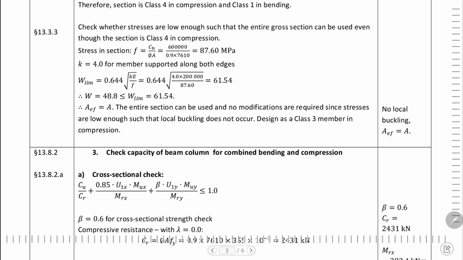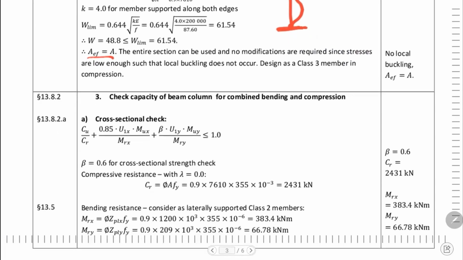It's the web that failed, so it is supported along both edges. Remember, section classification, it is the web buckling, so it is supported along both sides, top and bottom. So K is 4, we check our limit, and we actually find even though it is class 4, it passes, so we don't need to adjust our cross-sectional area. Our total effective area can be used, and that's good news.